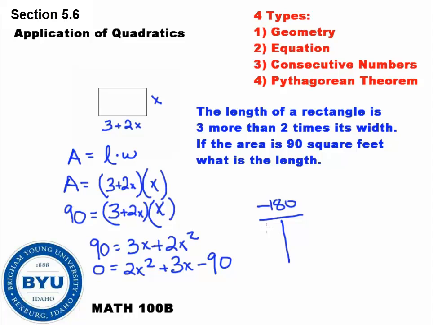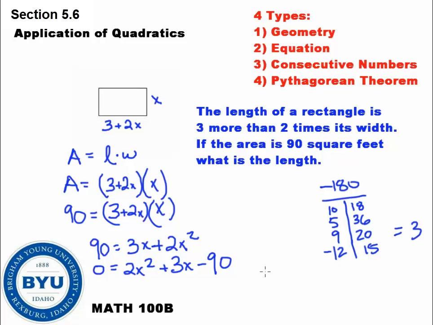So let's start writing them out. Let's see. There's 10 and 18. No, that doesn't work. There's 5 and 36. No, that one doesn't work. Let's try 9 and 20. That doesn't look good either. What about 12 and 15? Ooh. Now this looks good because we're trying to get this equal to 3. So I'd make the 12 negative. That's going to work. We're going to use 12 and 15.